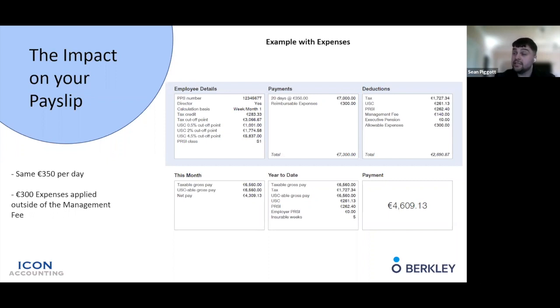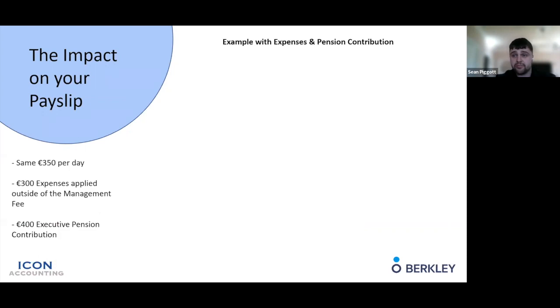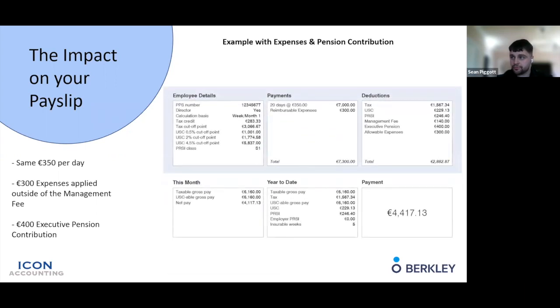So I'm going to go on to the next slide. Again, you can see there's an increase of just over €150 in terms of the net pay that you receive as a result of processing €300 business expenses. And then finally, we're going to take the example of the same expenses. So the same €300 expenses are going to be applied, but we're also going to provide a contribution of €400 to an executive pension contribution.